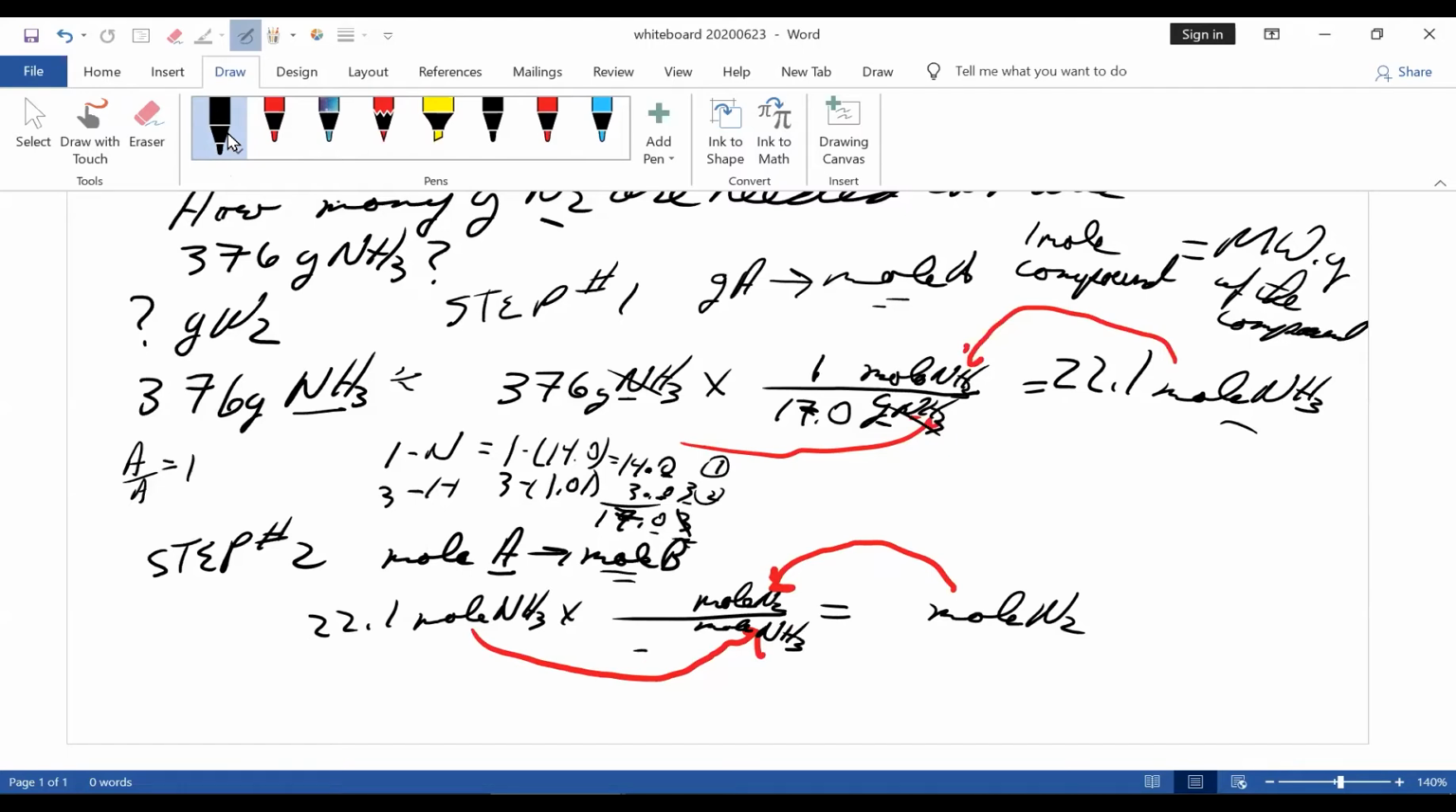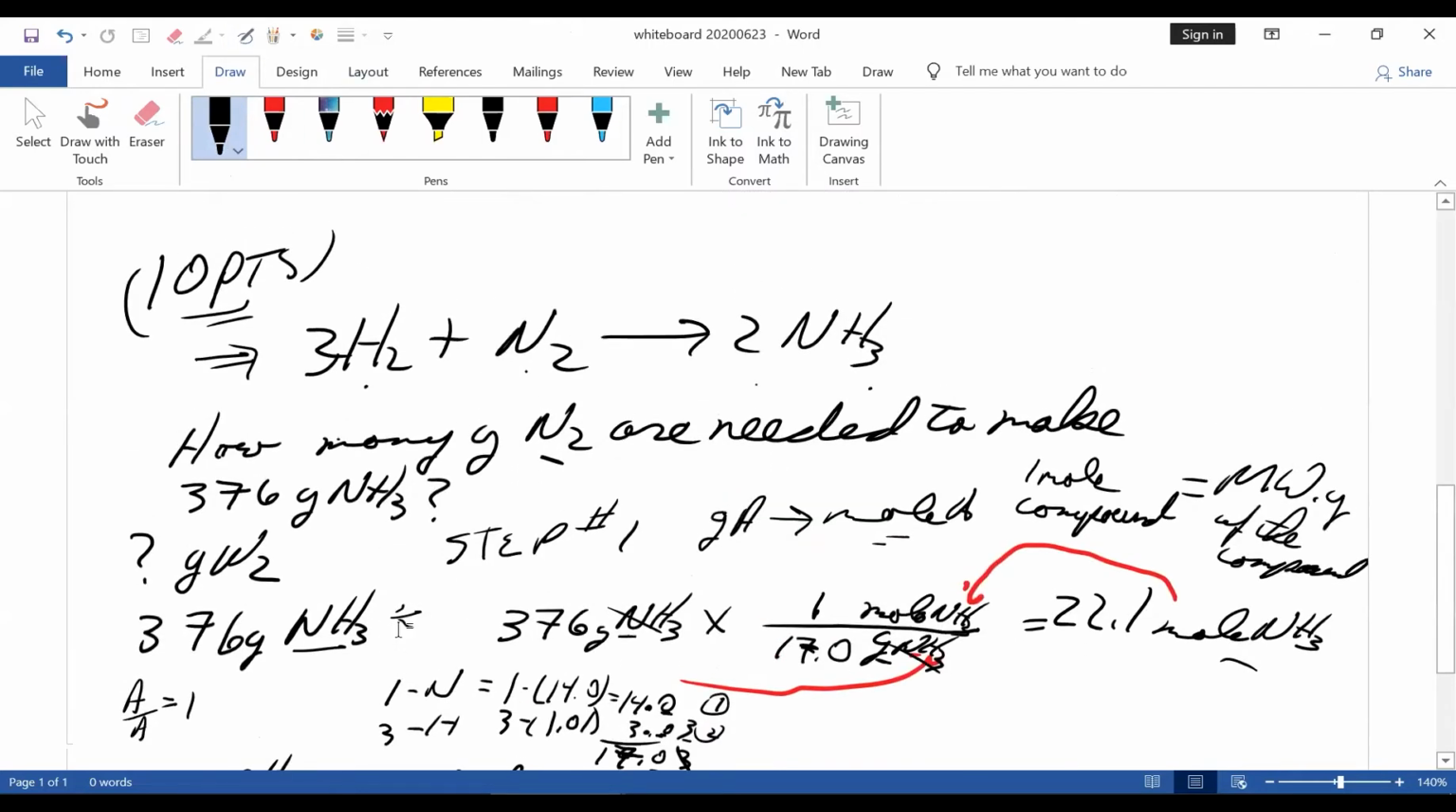And where do you get these numbers? You come up to the balanced chemical equation. The balanced chemical equation shows you for every 1 mole, when there's no number there, you think of the number 1. For every 1 mole of nitrogen, you make 2 moles of ammonia. Again, the coefficients, the number that goes in front, are the molar ratios. In this case, 3 moles hydrogen, 1 mole nitrogen makes 2 moles of ammonia.